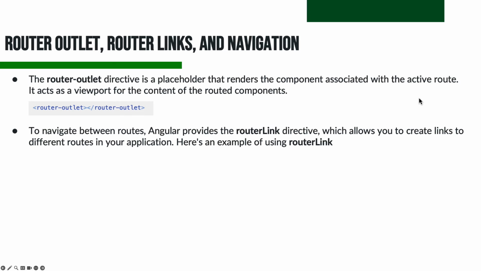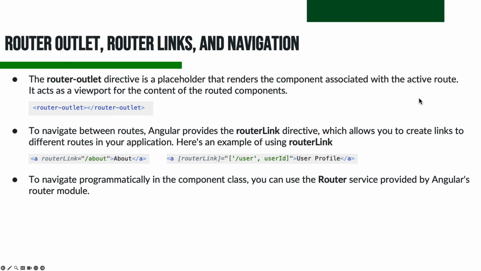To navigate between routes, Angular provides the router link directive, which allows you to create links to different routes in your application. Here's an example of using router link. We can use it in this way. We need to create an A tag, then use the router link and then the path where we want to navigate. Or we can use it in a different way. We provide it as an input, and as you can see, router link is now between brackets, and then we can pass the path, and if we need to use parameters, we can also pass parameters, and it will be a path variable.